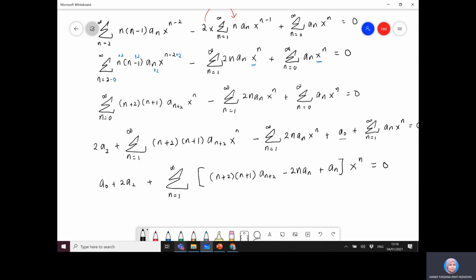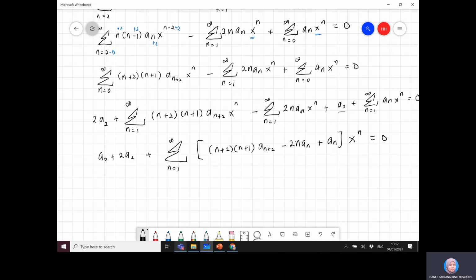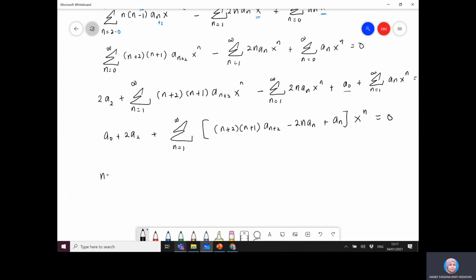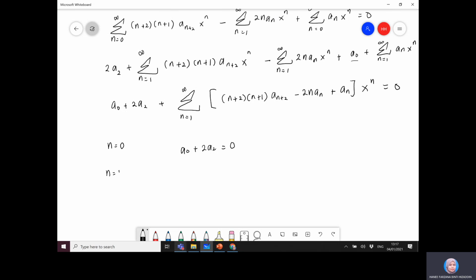Okay. Next is we make the equations all equal to 0 so that we can work out the values and see the trends. So set the equation all equals to 0. When n equals to 0, a0 plus 2a2 equals to 0. And then when n equals to 1, 2, 3 and so on, the coefficient n plus 2 times n plus 1, a sub n plus 2, minus 2n a_n, plus a_n will be equal to 0.